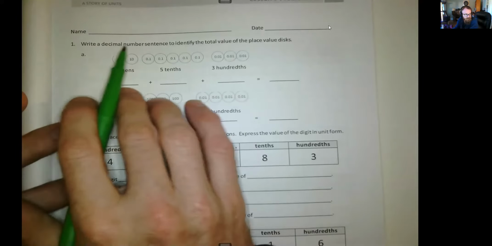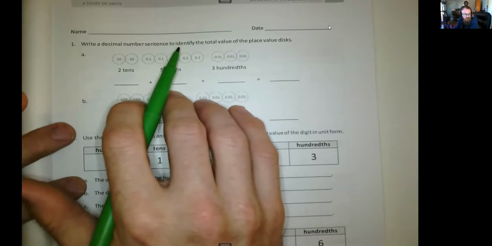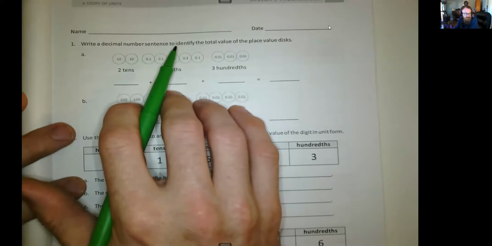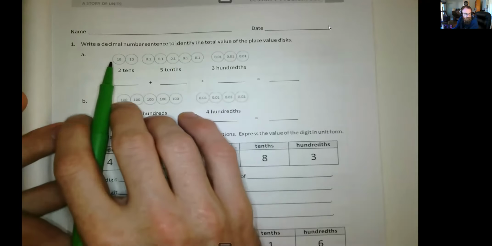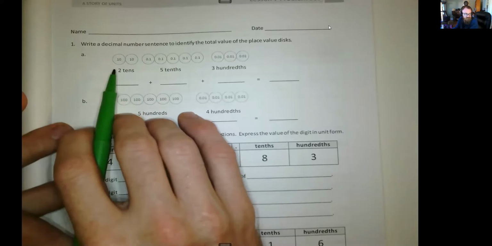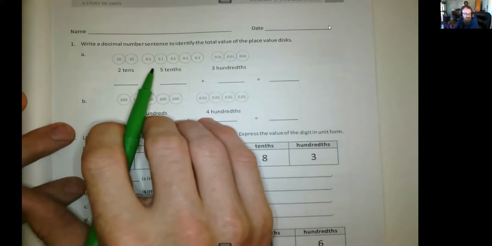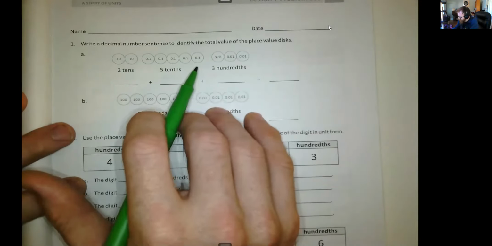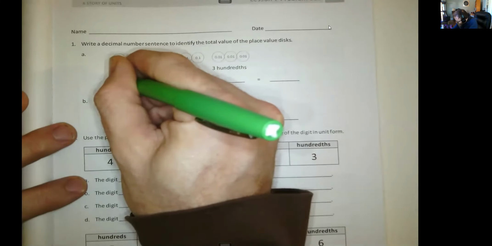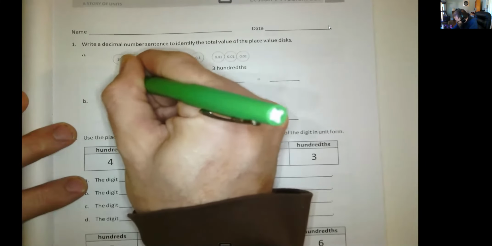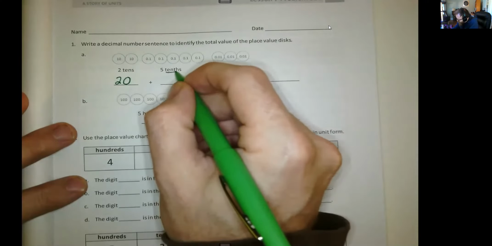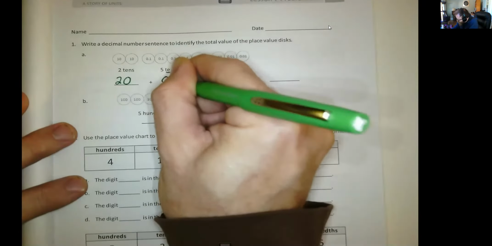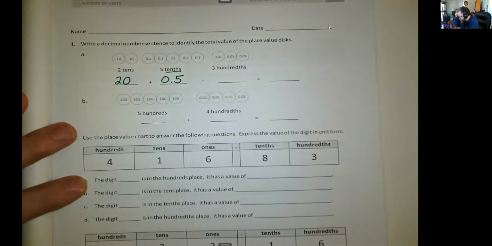We're going to show this in 3 different ways. We have to write a decimal number sentence to identify the total value of the place value discs. So it's written in word form and place value disc form. We have 2 tens, 5 tenths, and 3 hundredths. So we're going to write that as 2 tens, which we know is worth 20, right? With no decimal after it. 5 tenths, that means it's going to be 0.5, 5 in the tenths place.